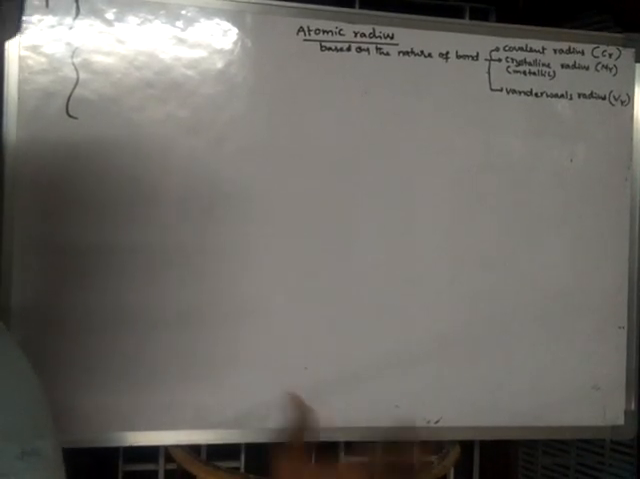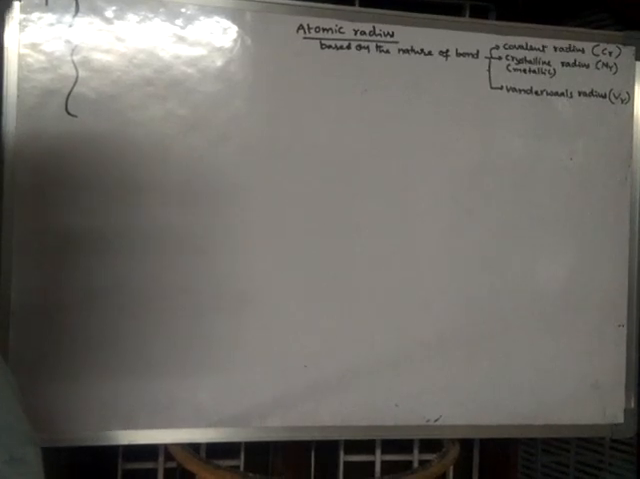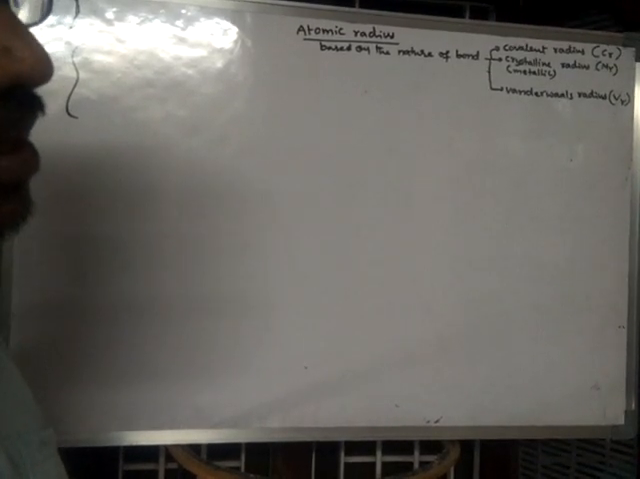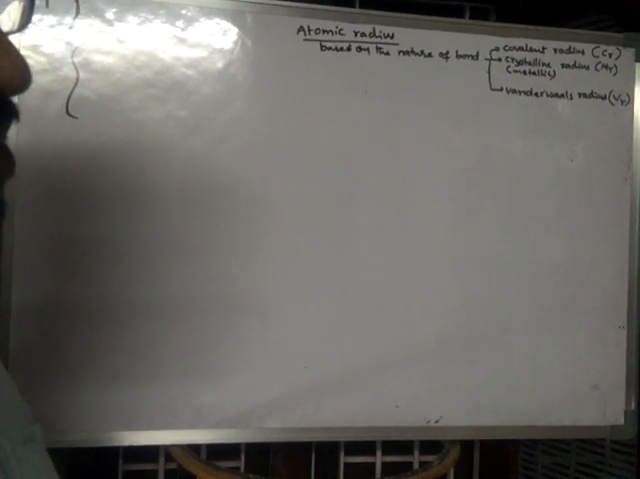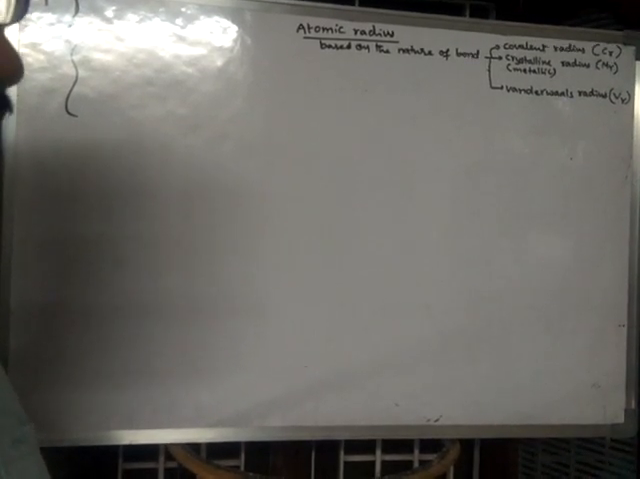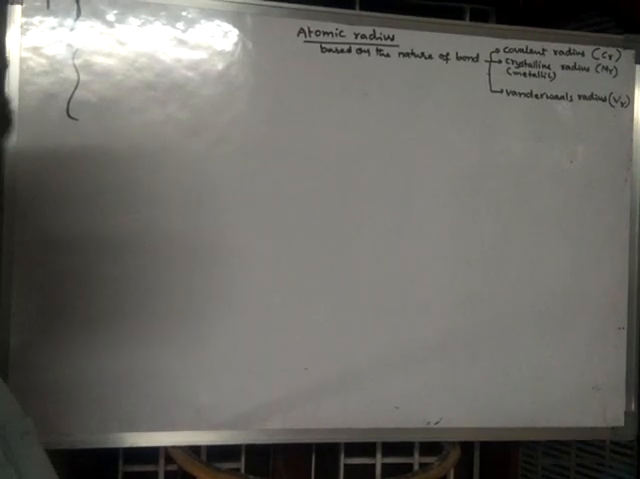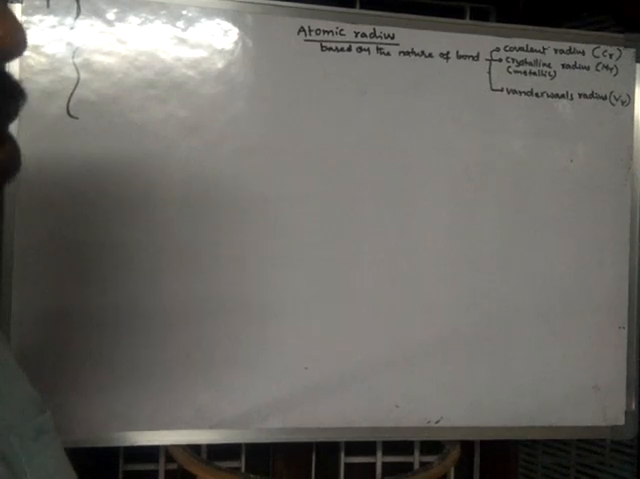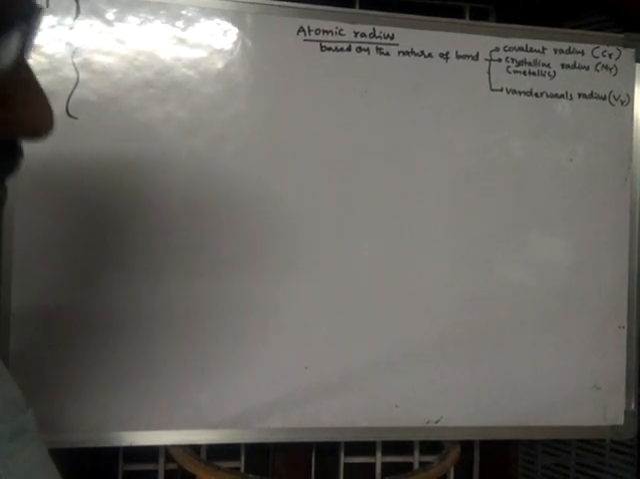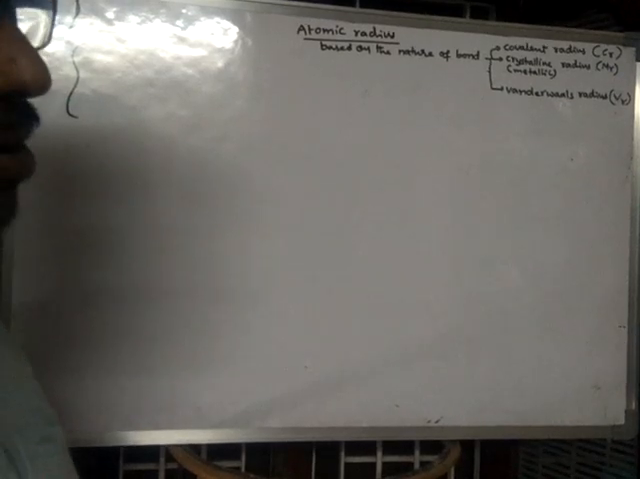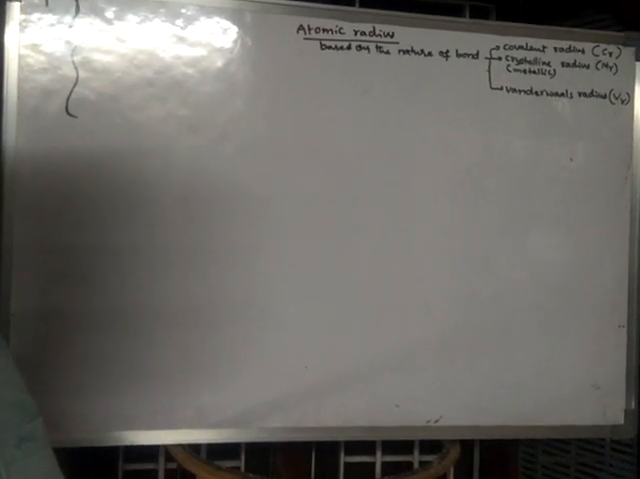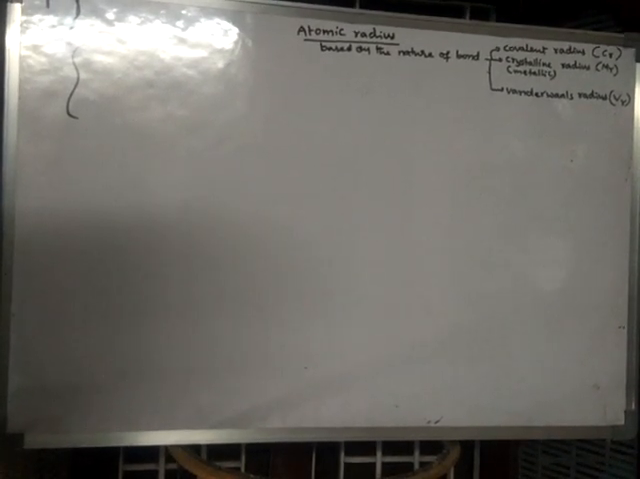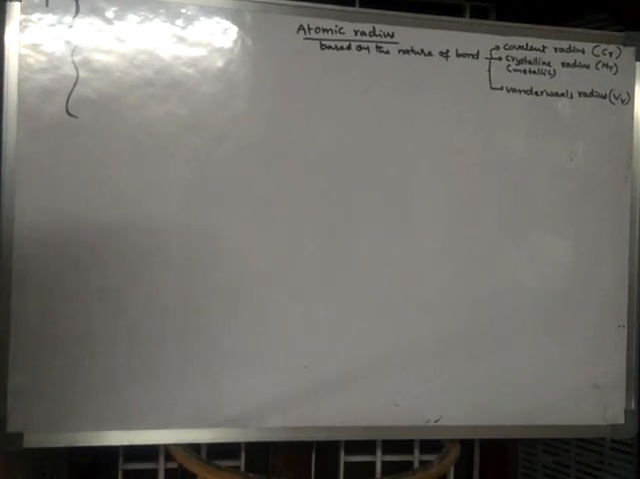Almost every atom, with very few exceptions, exists in a combined state. Combined state means they form bonds with other atoms. One atom will form a bond with another atom, so these atoms are said to be in a combined state. When atoms are in combined states, there will be a bond length, because when atoms form a bond with each other, every bond will have a bond length. Bond length means the distance between the two nuclei of the combining atoms. The internuclear distance between the combining atoms is said to be bond length.